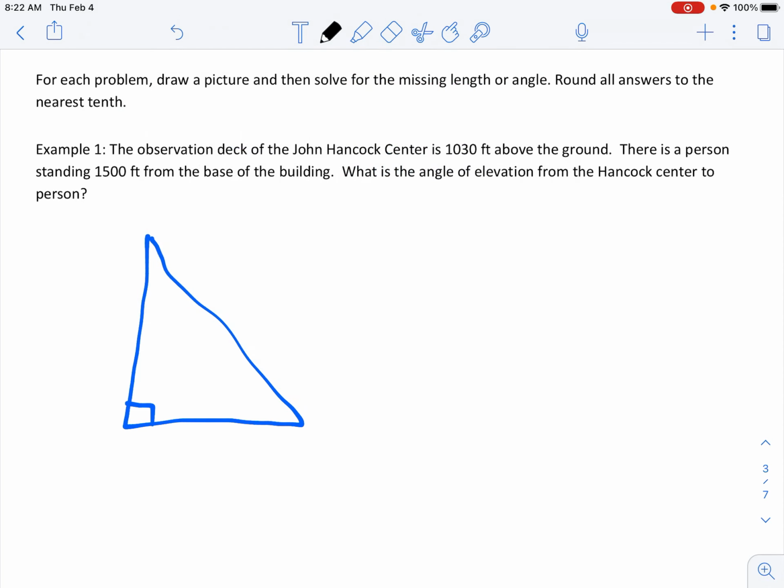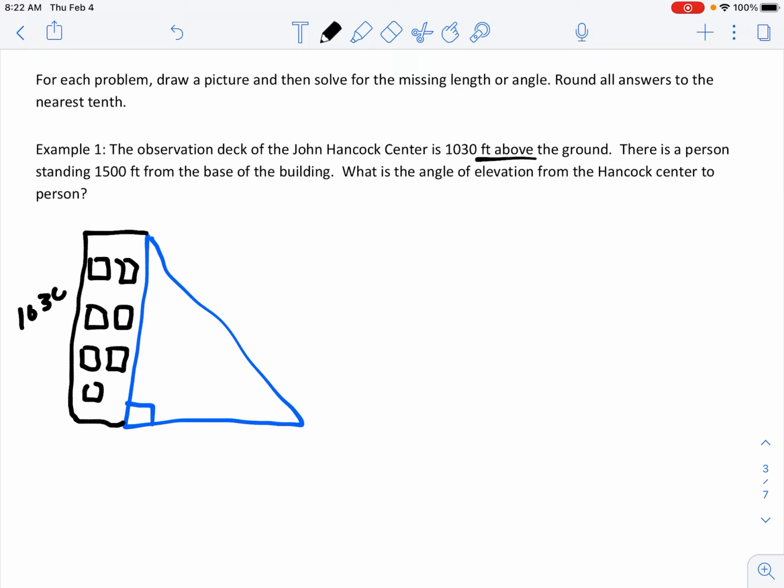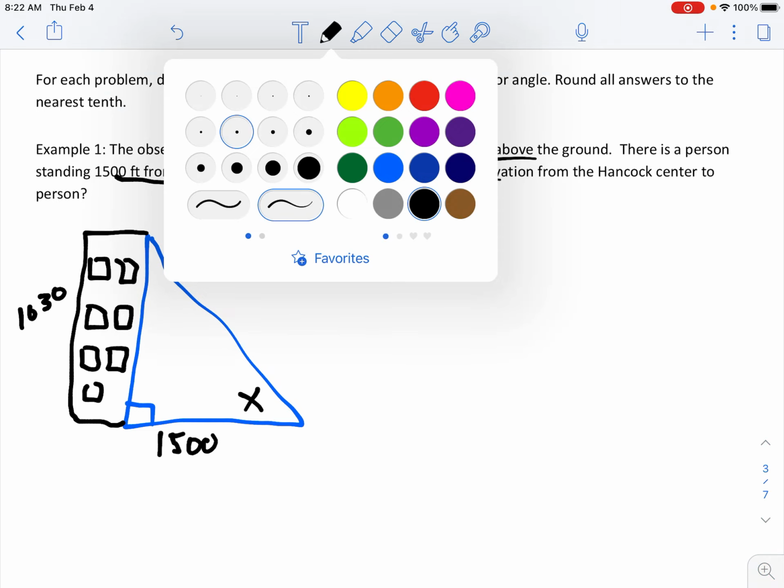It says the observation deck of the John Hancock building, so we've got a big building here. You can get as artistic as you like. Some of my drawings might be a little better than yours, and that's okay. It says that the building is 1,030 feet above the ground, so above the ground would be the vertical part. There's a person standing 1,500 feet from the base of the building, so the base would be the bottom. The question says, what is the angle of elevation? So the angle of elevation would be this angle inside that's looking up.